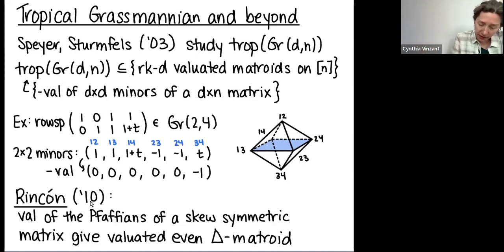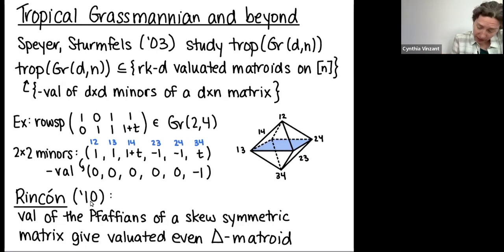So in particular, David Speyer and Bernd Sturmfels studied the tropical Grassmannian. One can think of this as the image, if you take a D by N matrix whose entries are in your valued field, you record the N choose D, D by D minors in a big vector and take its image under valuation. And these give what's called a valuated matroid of rank D on the ground set N.